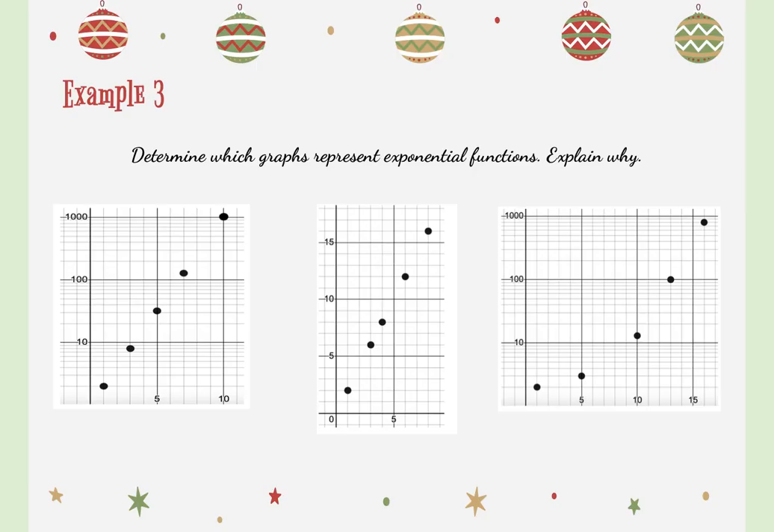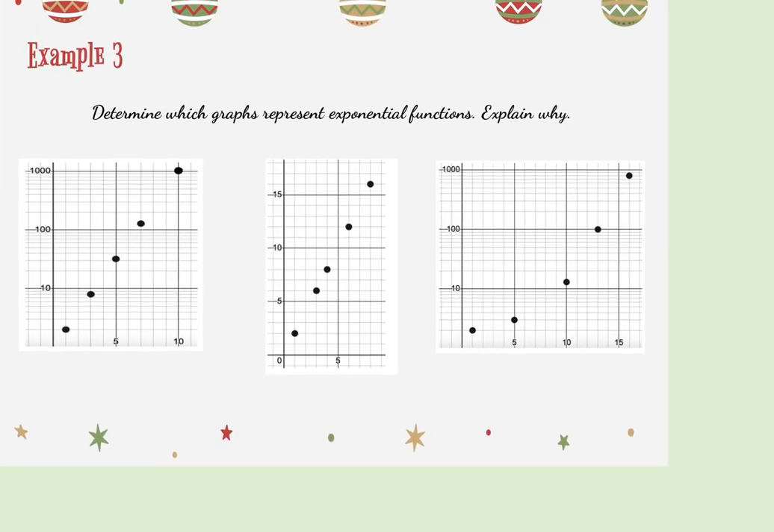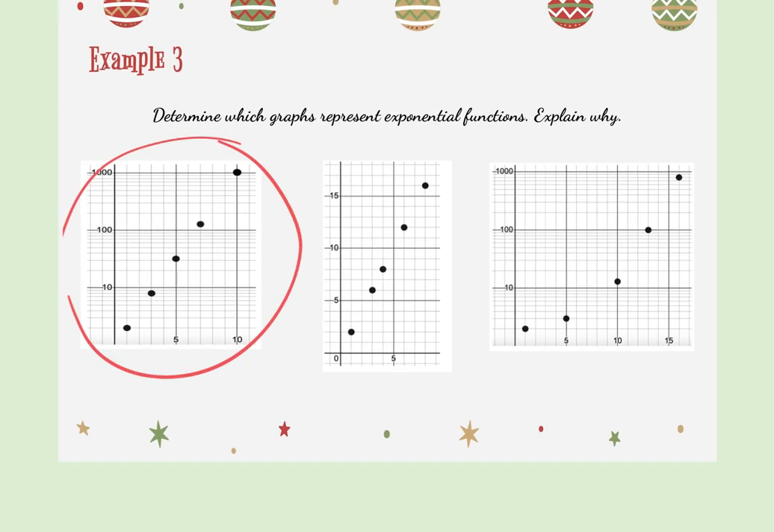All right, these should be fast, because we're about to run out of time. Determine which graphs represent exponential functions and explain why. So which of these three are exponential, and how do you know it? The first one is, and why? So the semi-log plot results in a linear function. It makes exponential linear. Yeah.